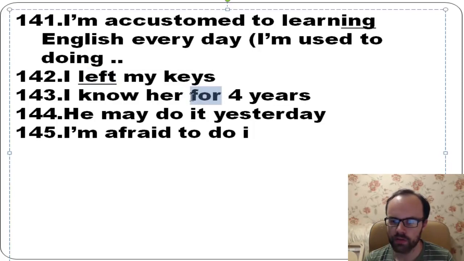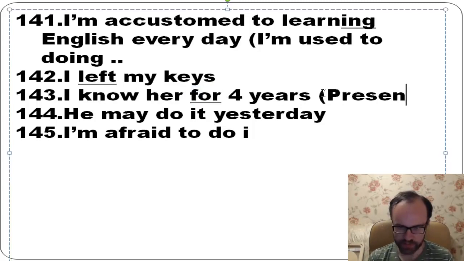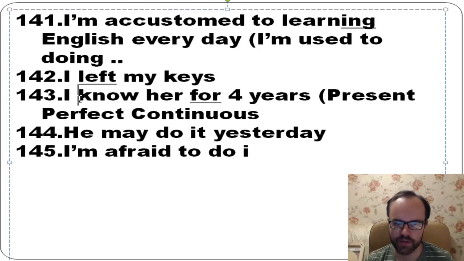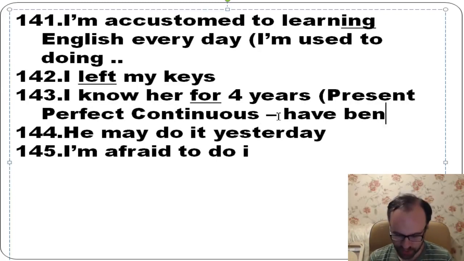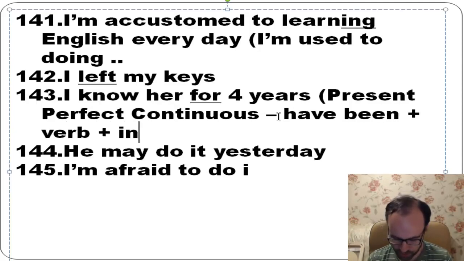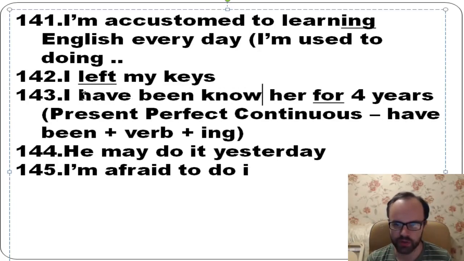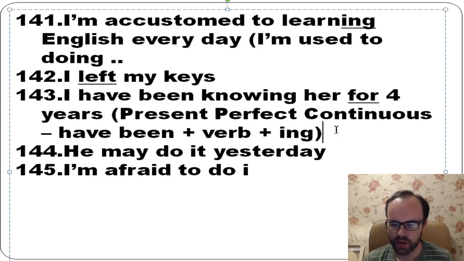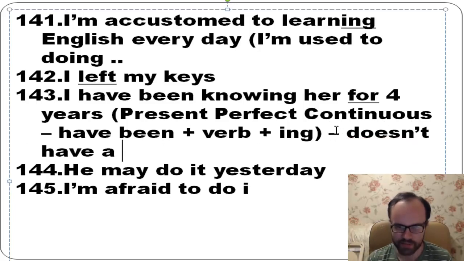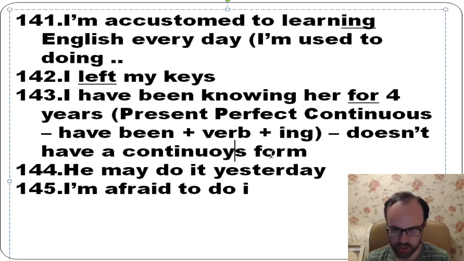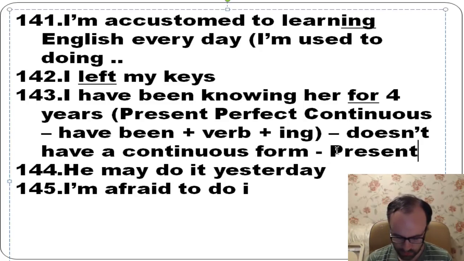I know her for 4 years. So this thing, we talked about it, tells us that we need to use present perfect continuous. And sometimes students say, I have, you know how we form it, have been plus verb plus ing. I sometimes hear it, have been knowing her for 4 years, but this verb know doesn't have a continuous form.